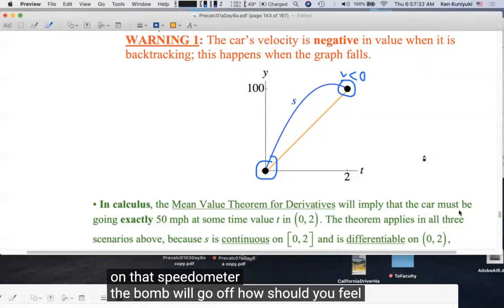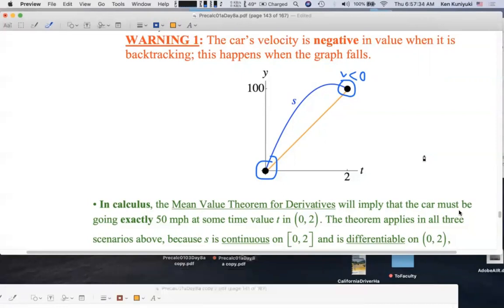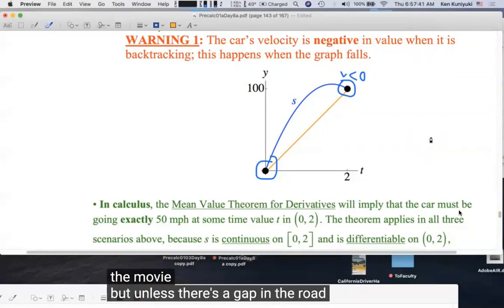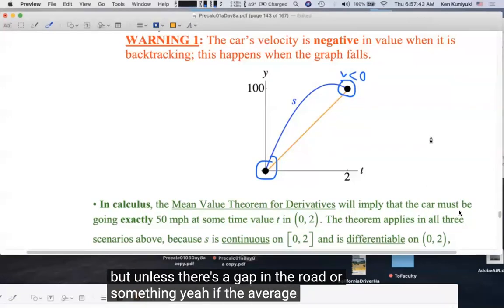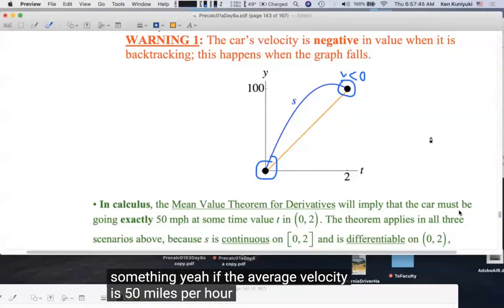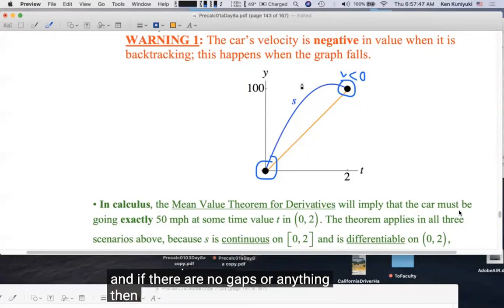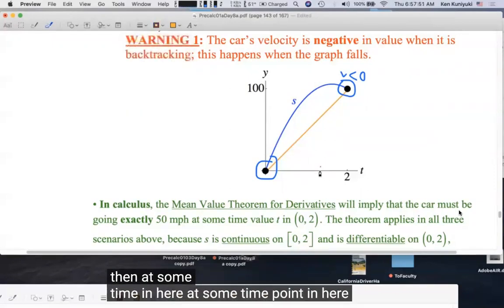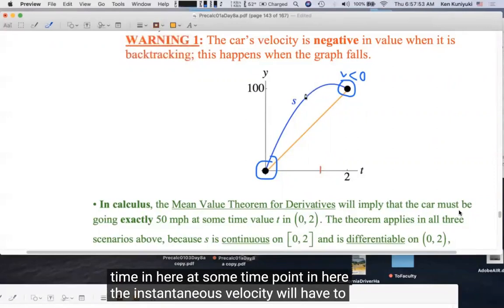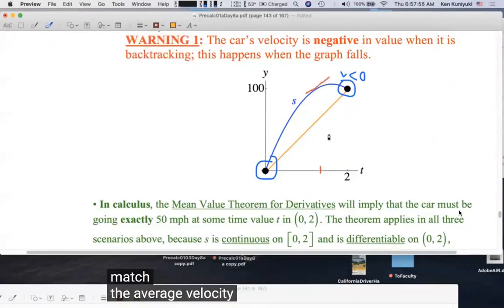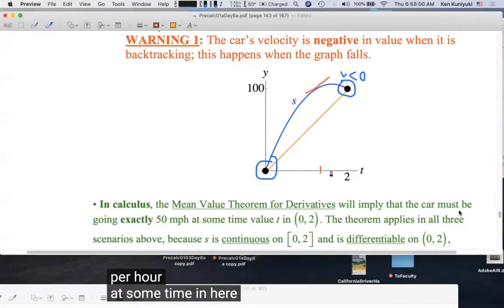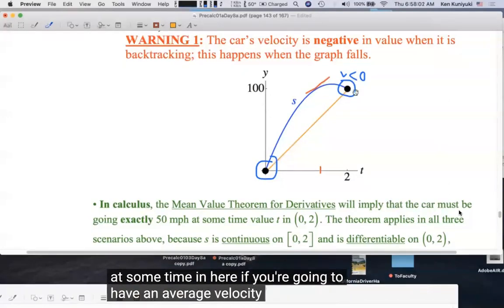How should you feel? Very badly. Because unless there's a gap in the road or something, and there is in the movie, but unless there's a gap in the road or something, if the average velocity is 50 miles per hour, and if there are no gaps or anything, then at some time point in here, the instantaneous velocity will have to match the average velocity. In other words, your speedometer will have to hit 50 miles per hour at some time in here if you're going to have an average velocity of 50 miles per hour.